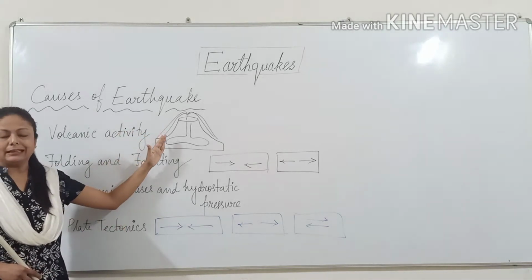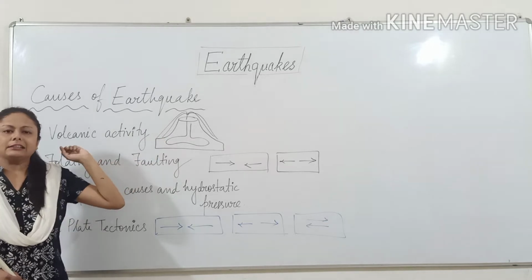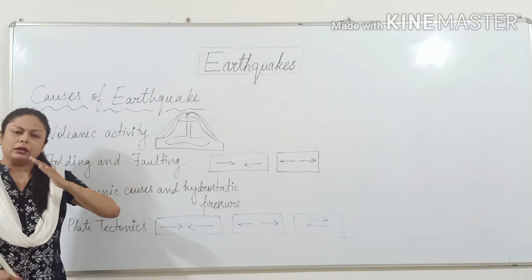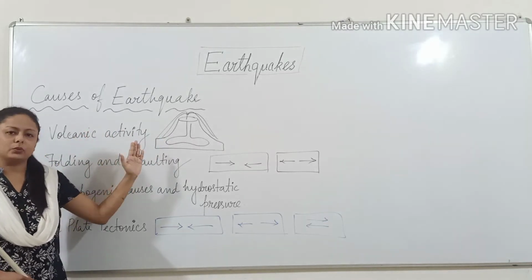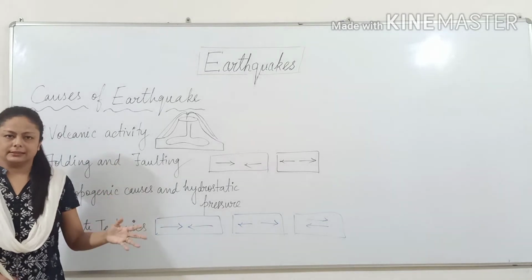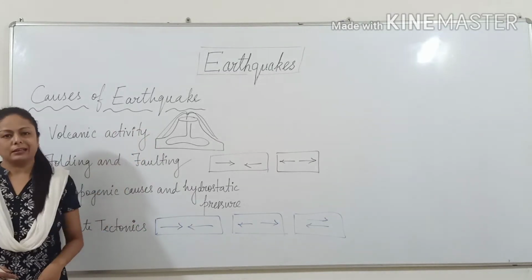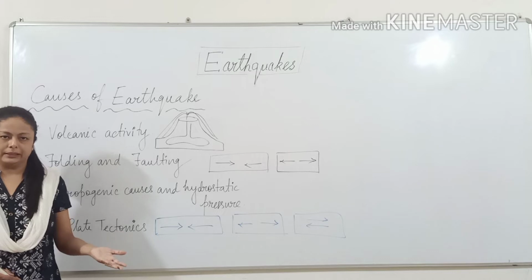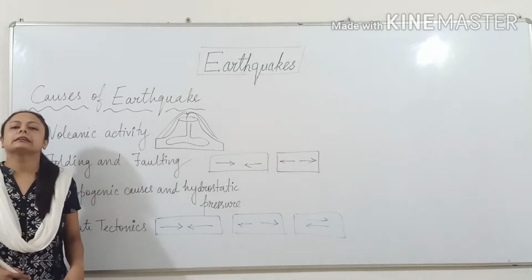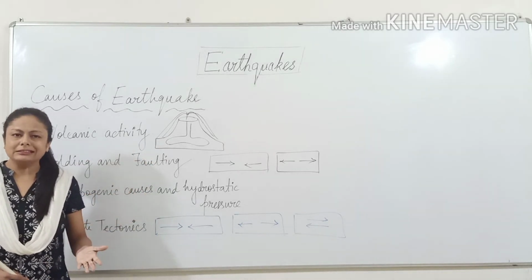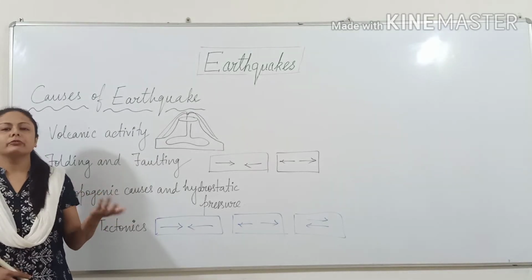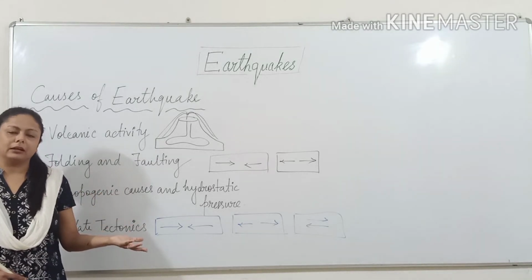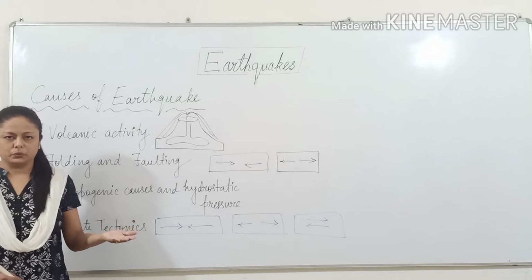A violent volcanic eruption is often followed by an earthquake. Eruption as well as earthquake go side by side. Whenever there is a volcanic eruption, there is an earthquake, because both are related to the movement of the earth's crust. Whenever there is movement in the crust, that is a phenomenon known as an earthquake.